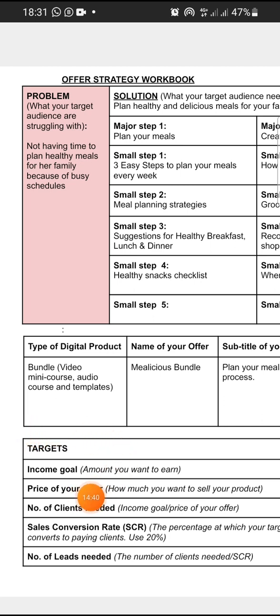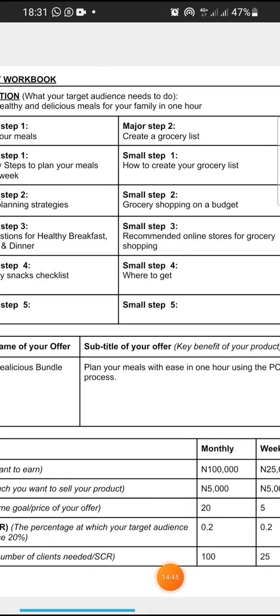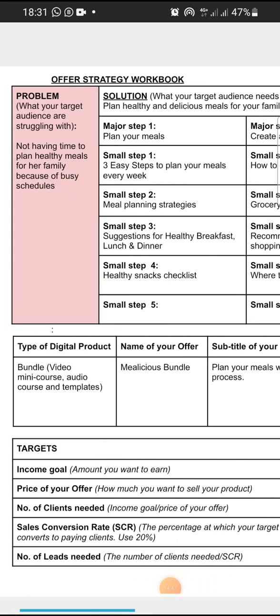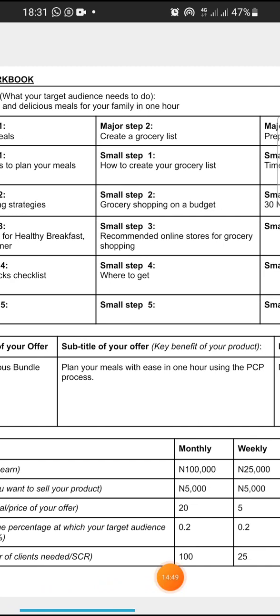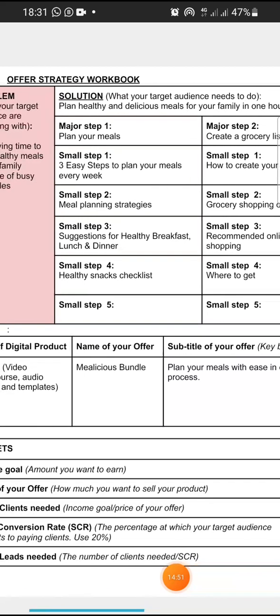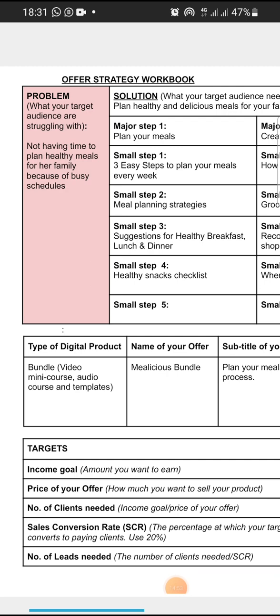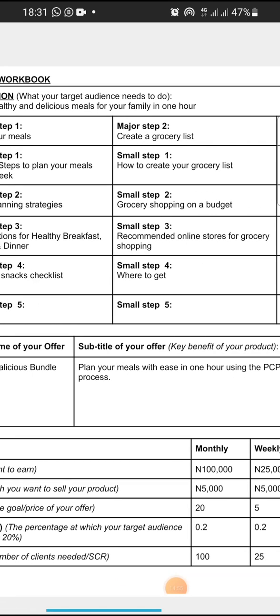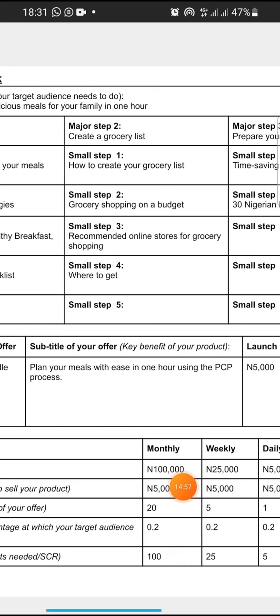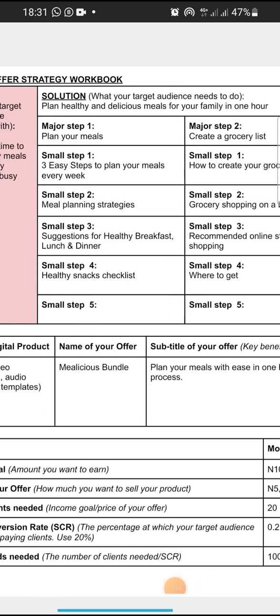So in this case now, her income goal is 100,000 naira, right? Then the price of her offer, she wants to sell each of the bundle for 5,000 naira. Then now, for her to know the number of clients she needs, you have to divide the income goal by the price of the offer. When you divide it, you get the total number of students that you need to acquire in order for you to reach your income goal. I hope you're getting the point.